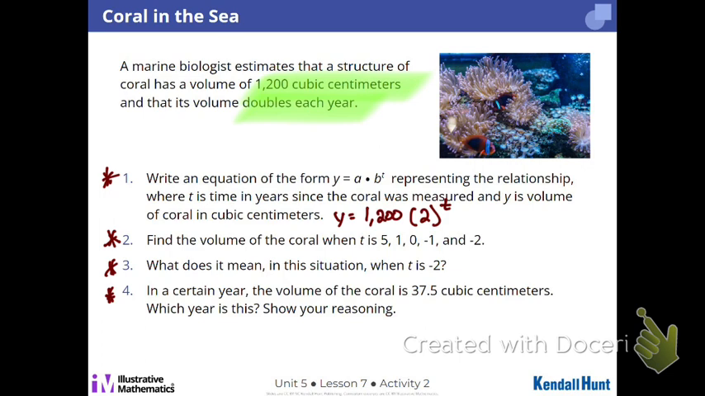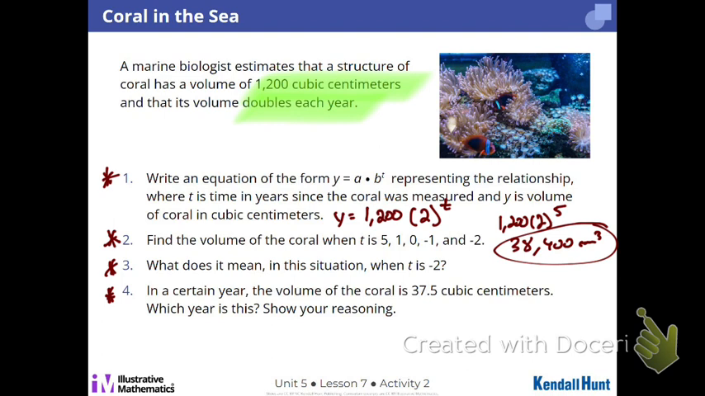So let's find the volume when we know that t is 5. What does t is 5 mean? It's going to double 5 times, right? So if I have 1,200 and I double it 5 times, 38,400 cubic centimeters, correct? Yep. So that means after 5 years we have that much.